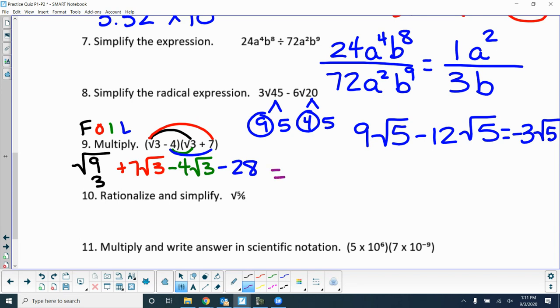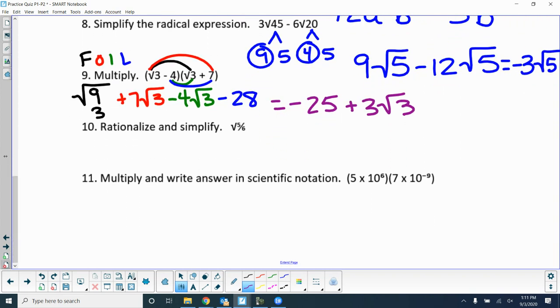combine like terms. 3 minus 28 are like terms. That's a negative or a minus 25. And 7 radical 3 and 4 radical 3 are like terms. So 7 minus 4 is a positive 3 radical 3. Right. Again, stuff you've done multiple times in the past. Just reviewing them this year.